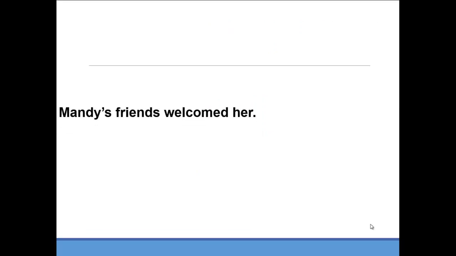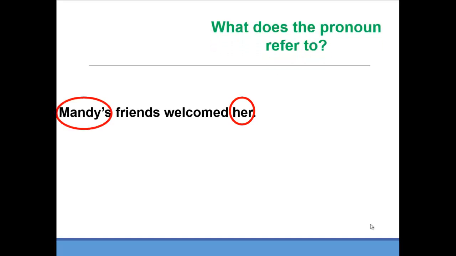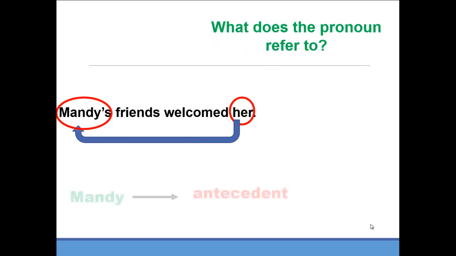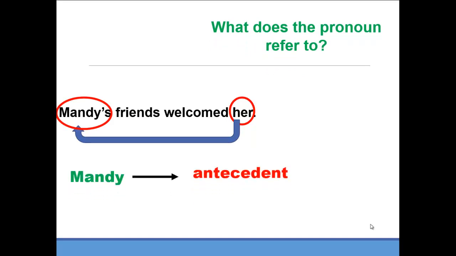Mandy's friends welcomed her. What pronoun do we have? We have the object pronoun her. What does it refer to? It refers to Mandy. So what do I call the noun Mandy? I call it the antecedent.